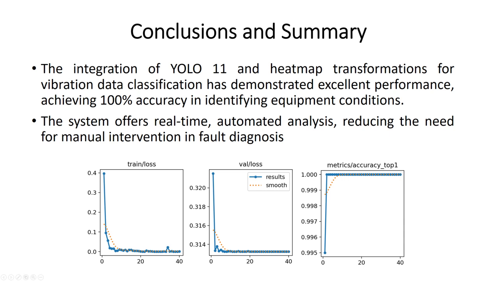In conclusion, the developed classification system using YOLO 11 and heat maps has proven to be highly effective for equipment condition monitoring. The model achieved 100% accuracy, demonstrating its ability to accurately differentiate between intact and broken states of equipment based on vibration data. This approach simplifies the data processing pipeline while providing real-time analysis capabilities.